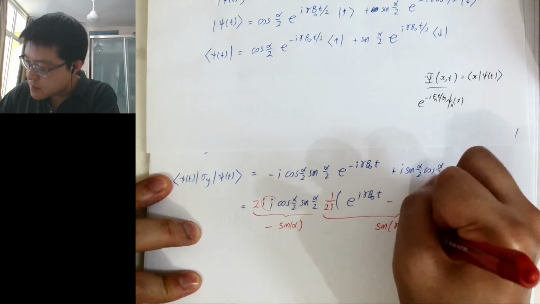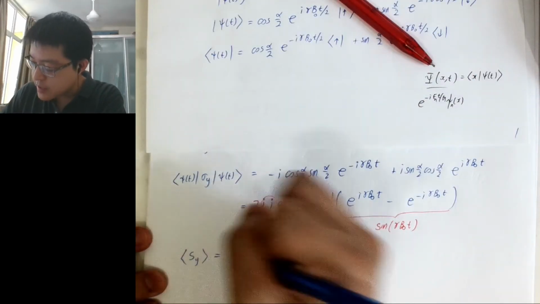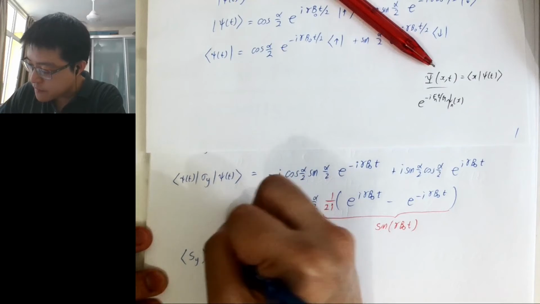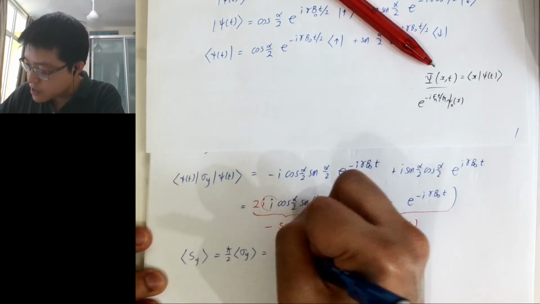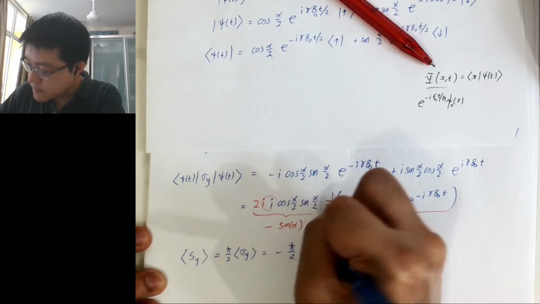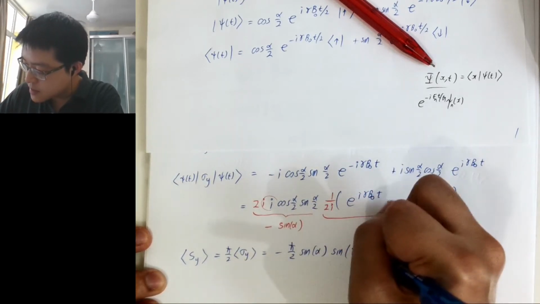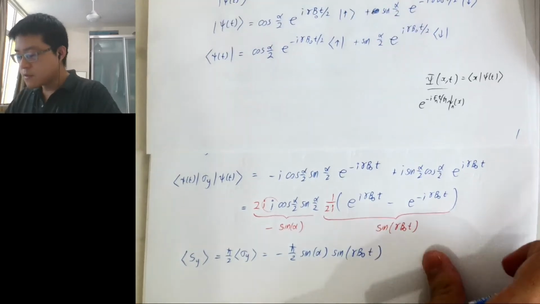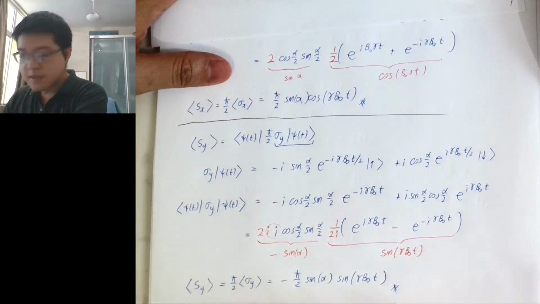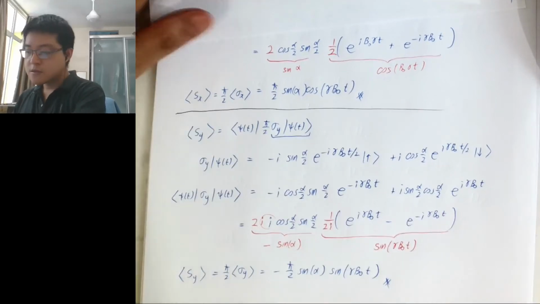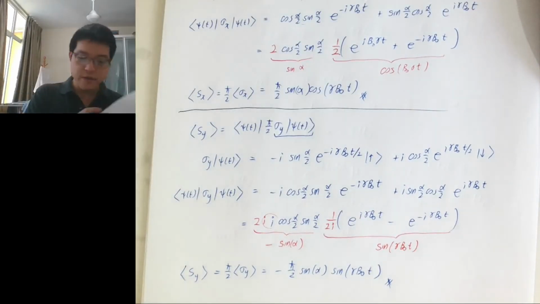So we have found the expectation value of the Y operator is h bar over 2 of what we have just found. So it's negative h bar over 2 sine alpha sine gamma B0 t. Okay, so we got two of them. One of them depends on cos, the other depends on sine. So it seems like a rotating vector. We can start to recognize this already.